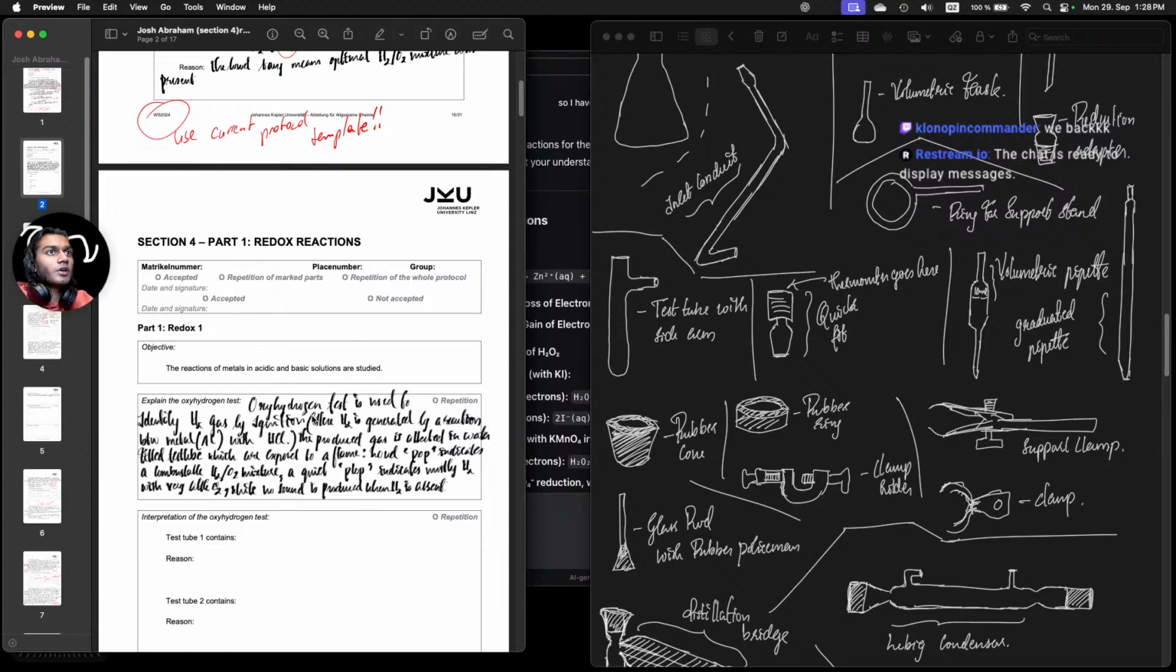The oxyhydrogen test is used to identify hydrogen gas by ignition. Here, H2 is generated by the reaction between metal and HCl. The produced gas is collected in a water-filled test tube, which is exposed to a flame. A loud pop indicates a combustible H2/O2 mixture. A quiet plop indicates mostly H2 with very little O2, while no sound is produced when H2 is absent.